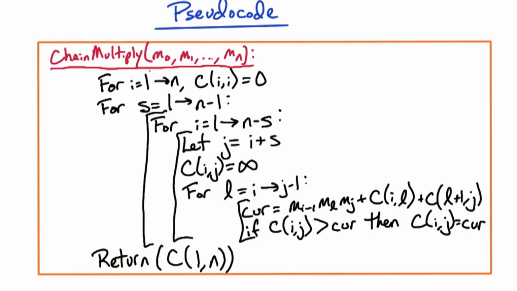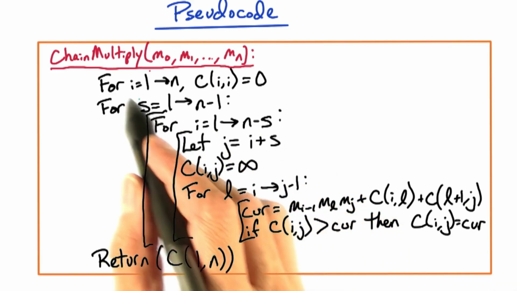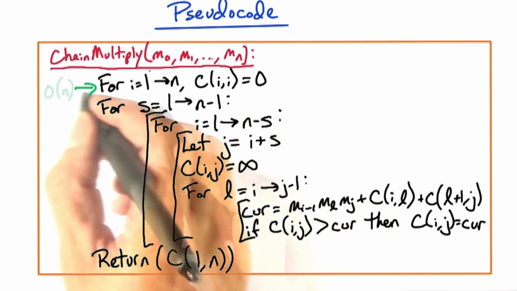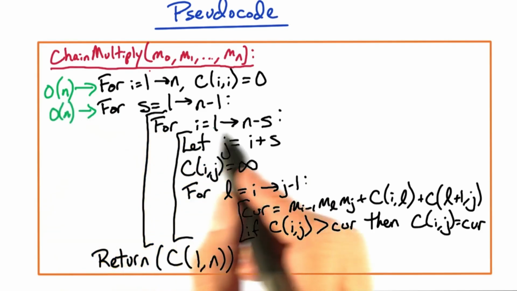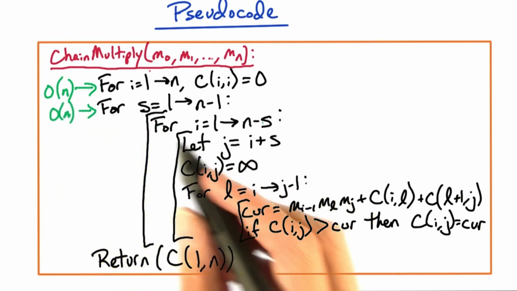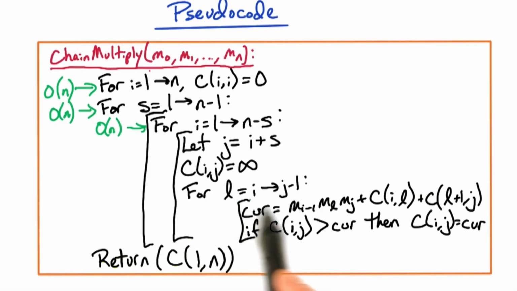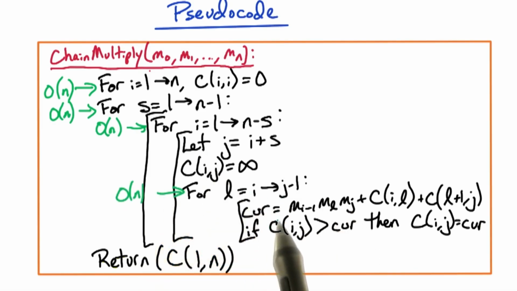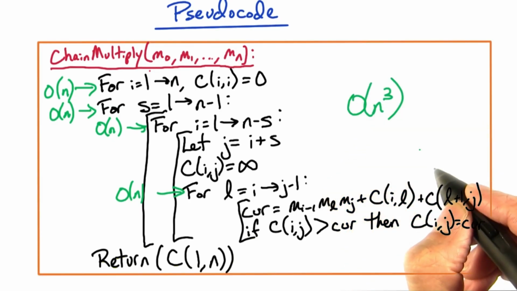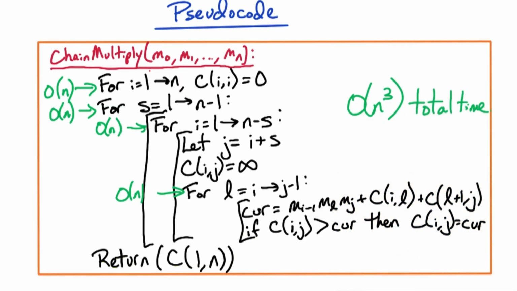Now let's take a look at the running time. We have this base case computation, which takes order n time. Now we have this first for loop, which is of size order n. Then we have another nested for loop, which is of size at most n. And then we have another for loop, which is of size at most n again. And then within these for loops, it takes order 1 time for this computation. So we have 3 nested for loops of size order n each. So the total runtime is order n cubed. So that completes our chain multiply dynamic programming algorithm.